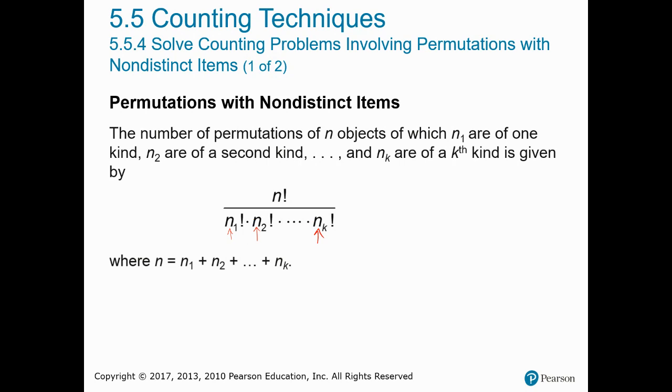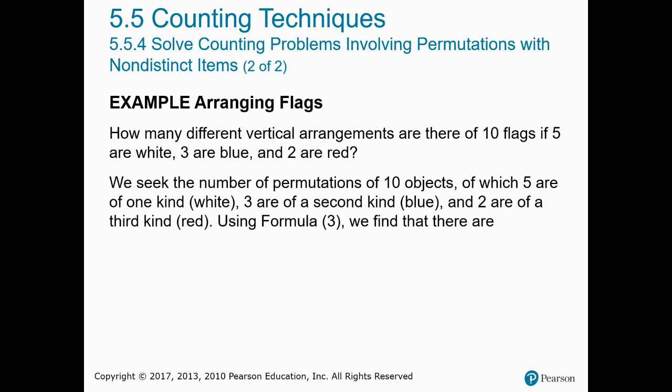But it doesn't matter if you put the first rose first and the second rose second. So we have to get rid of some of the order mattering, but the order does matter as far as rose, daisy, tulip, and that's what this allows for. So how many different vertical arrangements are there of 10 flags, if 5 are white, 3 are blue, and 2 are red?